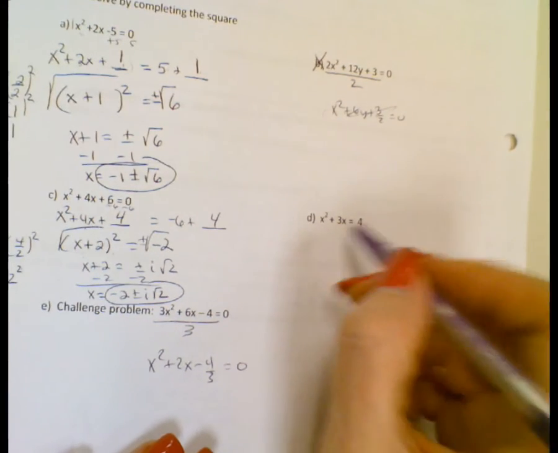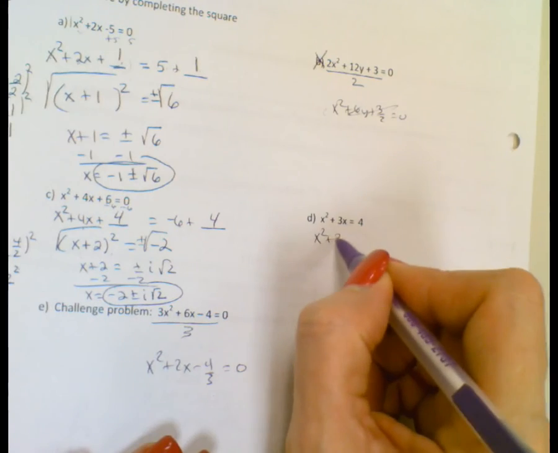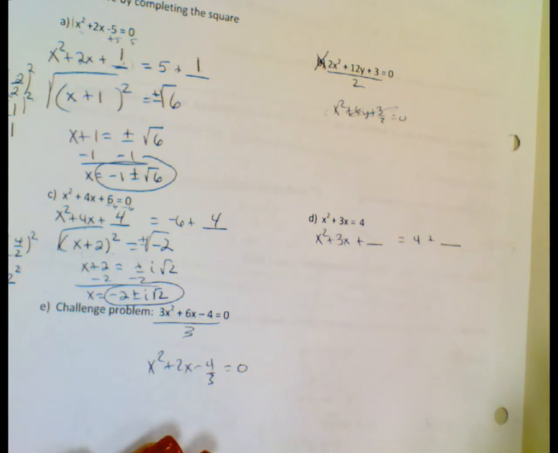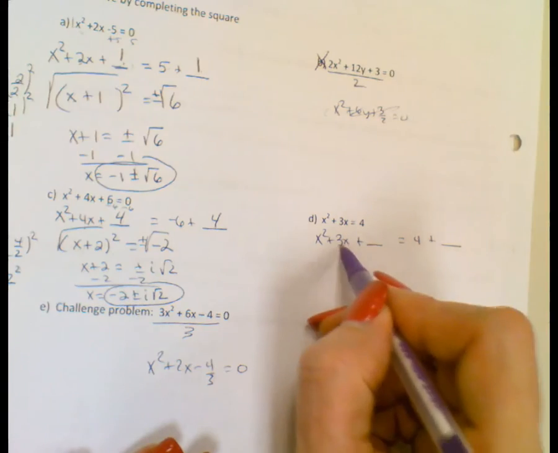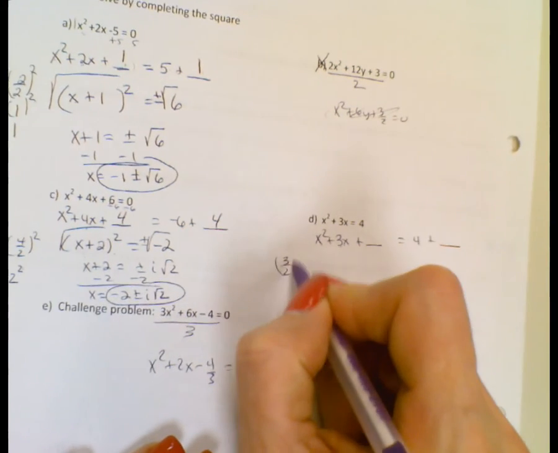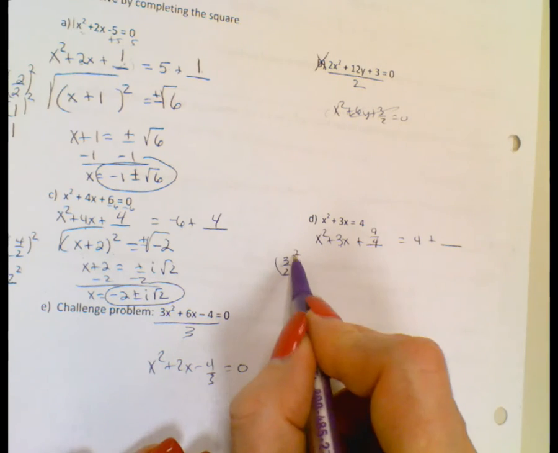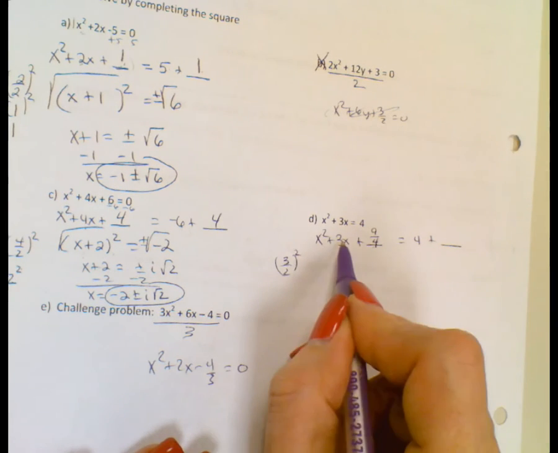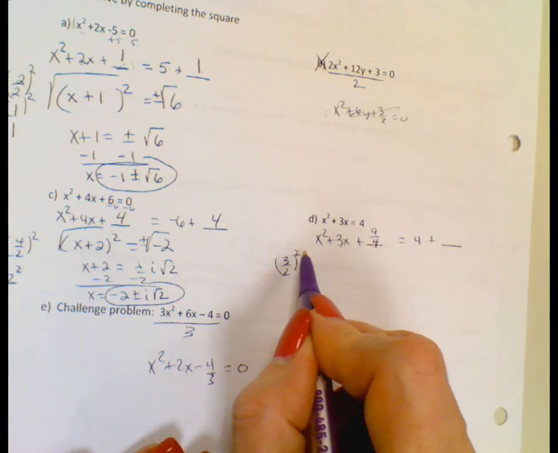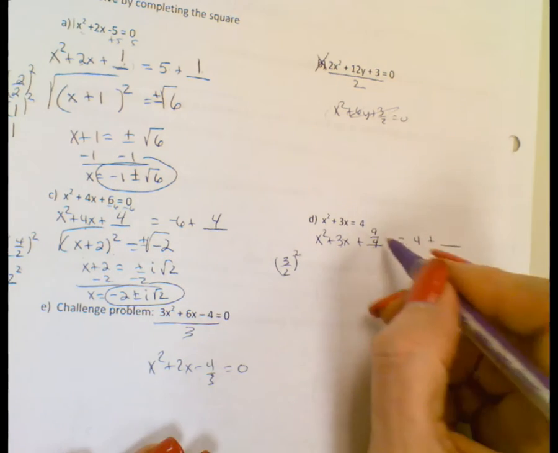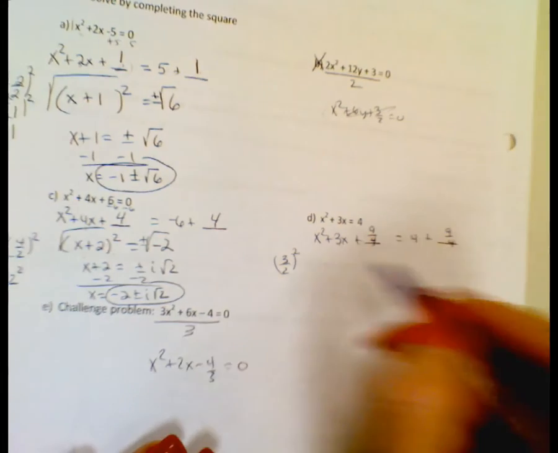So question D here. The x's are already on the left-hand side. The 4 is already on the right-hand side, so we'll leave those there. So what's half of 3? Half of 3 squared is 9/4, because 3 squared is 9, and 2 squared is 4. So you take half of the middle term and square it. Half of anything, you just divide by 2. So we're going to add 9/4 to both sides.